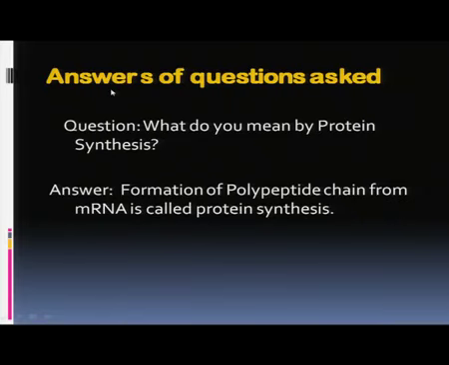Before going into more detail in this topic, first let us get the answers to the questions which we asked in my last session. The first question was, what do you mean by protein synthesis? Protein synthesis means production of protein. So, formation of polypeptide chain or protein from messenger RNA inside the cell is called protein synthesis or translation.